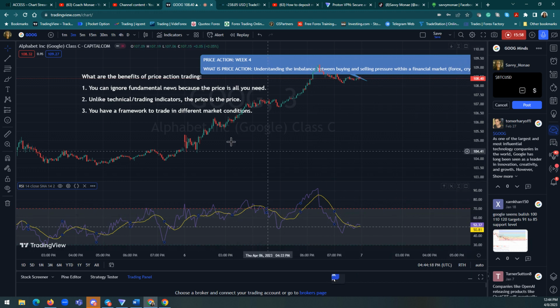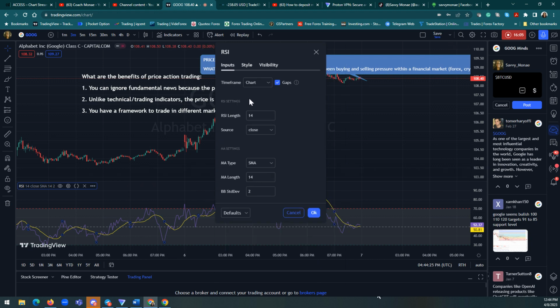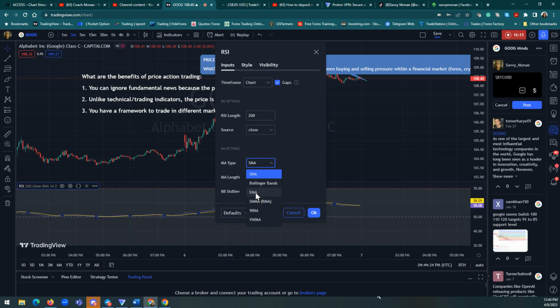Now we have the moving average. Let me make sure I got the right moving average because I wanted an EMA. I want an exponential moving average. So let me go to settings, and we got it on 14 days, but we're going to make this, we talked about the 200-day, right? Then the type we want is an EMA, and the length we're going to do is 200. And then the Bollinger Bands standard deviation, we're going to leave at a 2, right? So why don't we talk about this? We'll say 100-day.